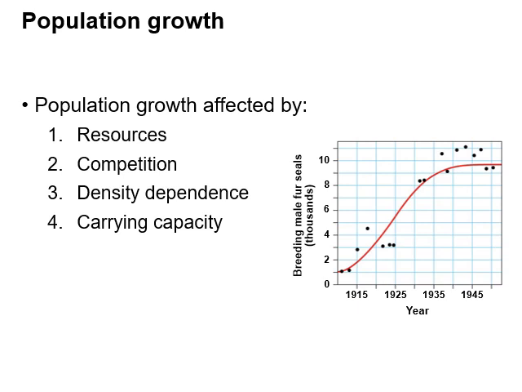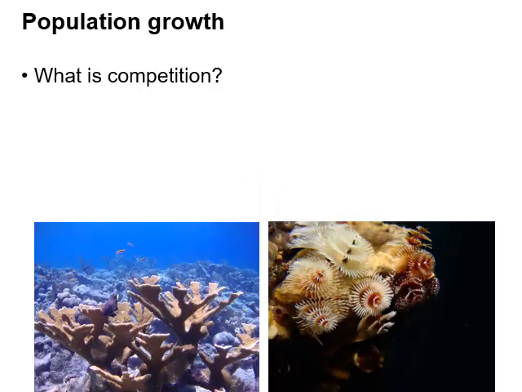So how a population grows, like I was saying before, is affected by resources, right? Resources put a limit on how big a population can get. Related to that are three things that we're going to cover in a little more detail. We'll talk about competition, we'll talk about density dependence, and we'll talk about the carrying capacity of populations.